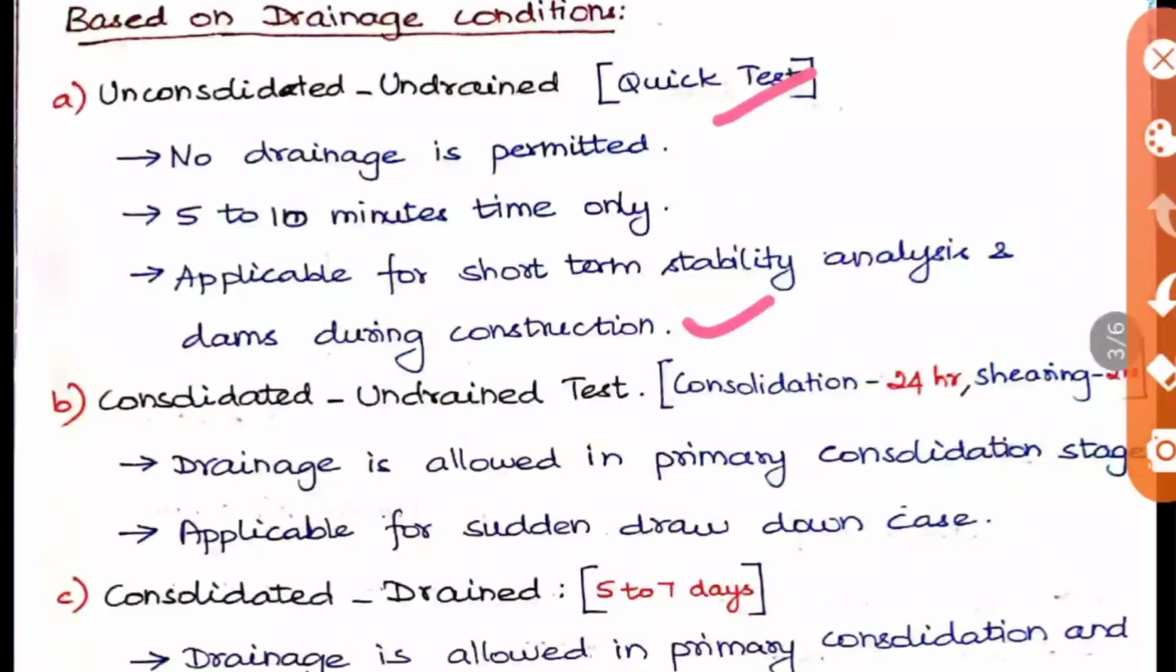Here drainage is allowed in the primary consolidation stage only, and in the shear stage it is not allowed. The consolidation takes nearly 24 hours and shearing takes nearly 2 hours. The application here is in sudden drawdown cases. Sudden drawdown means when a dam's water or some reservoir's water is released suddenly, and then what happens to your shear strength. That condition can be found out using this method.